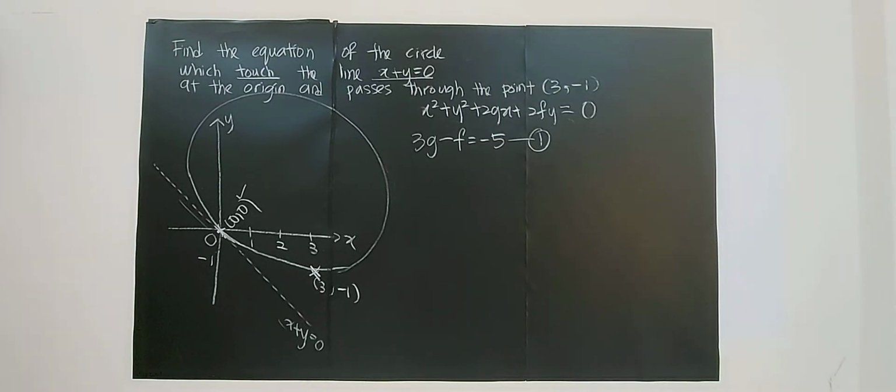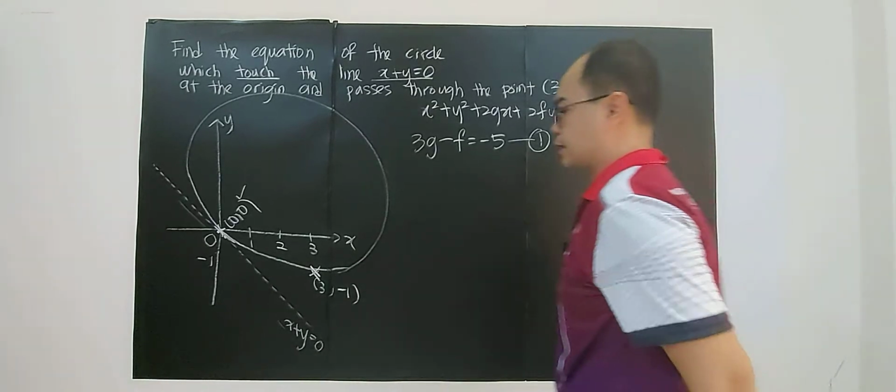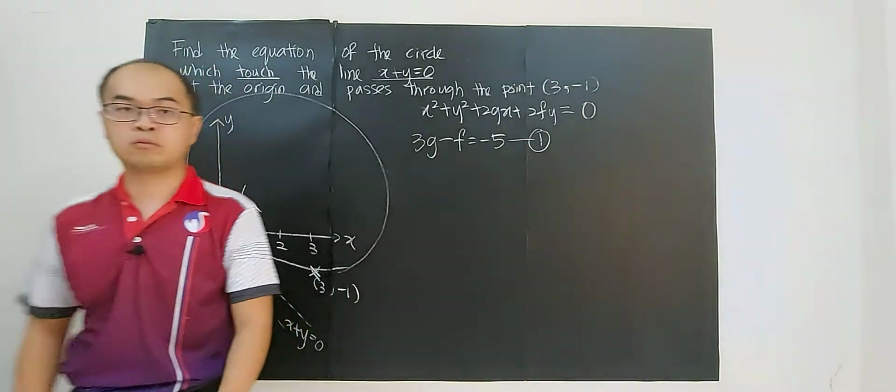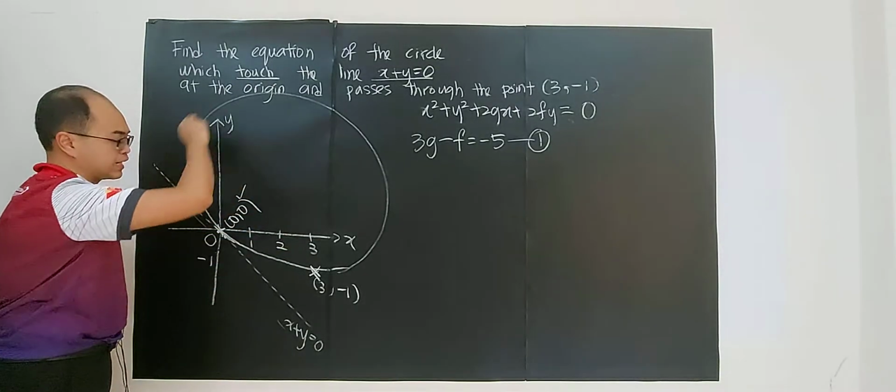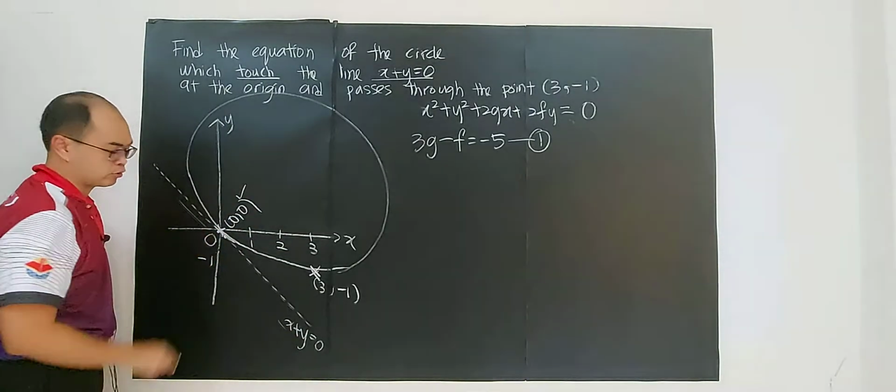Let's continue finding another equation. As I told you, this question involves tangent and normal. This is a tangent because they said the circle touches the line at the origin.